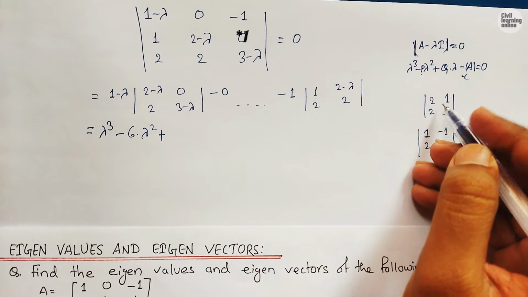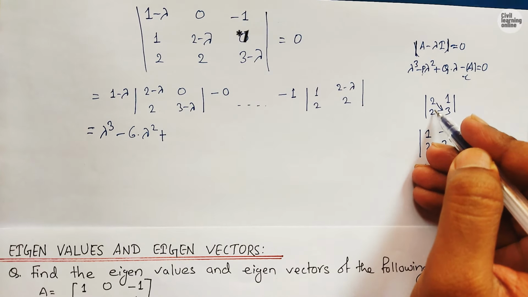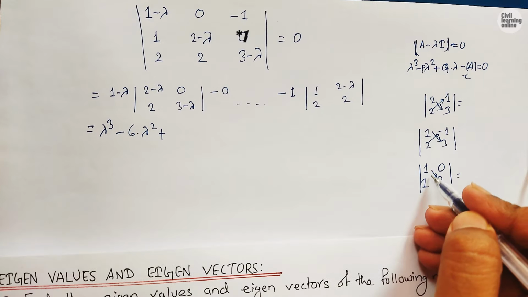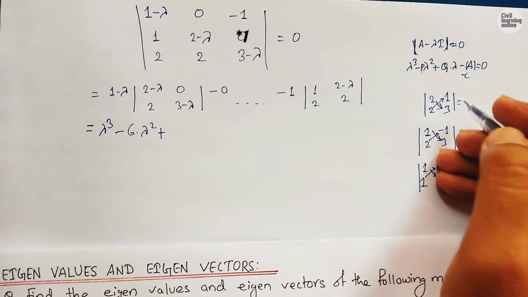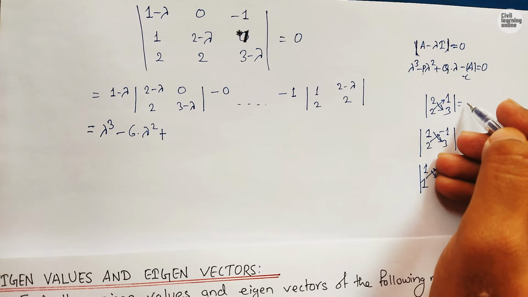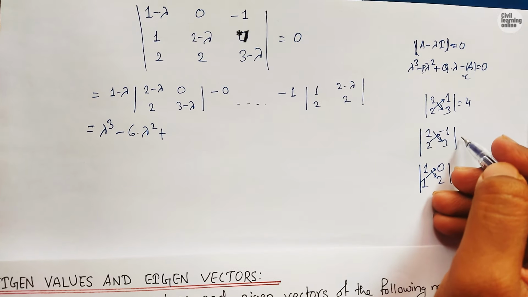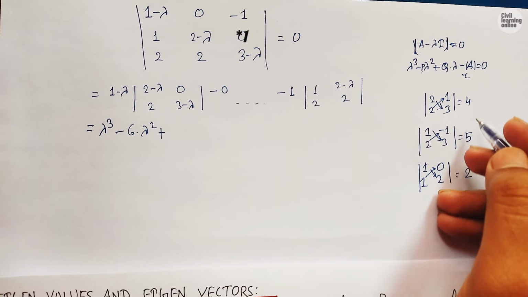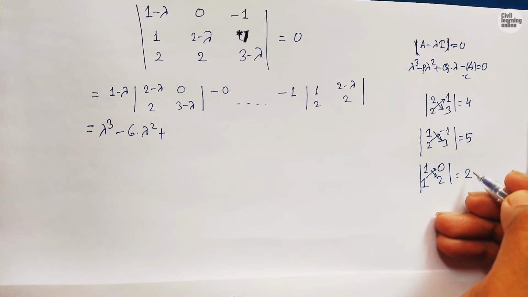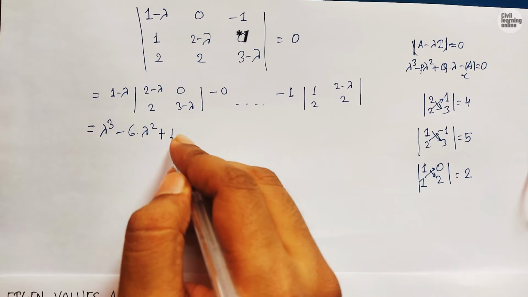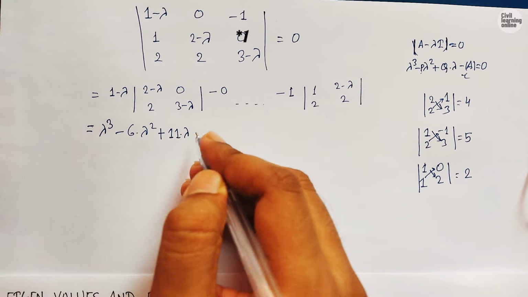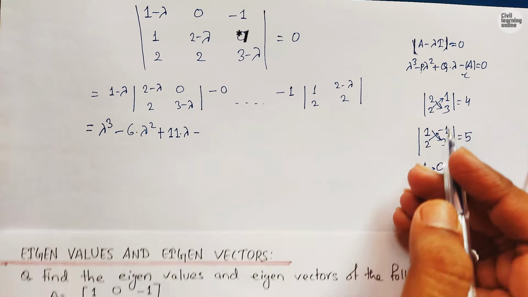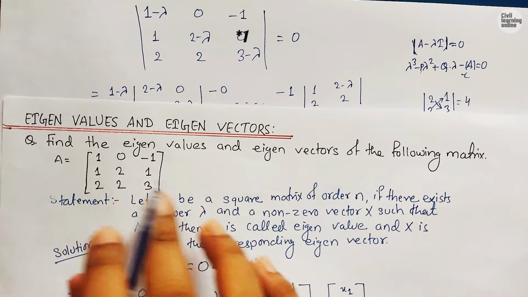What we need to do is multiply downward with a positive sign and upward with a negative sign. On doing so, we will get 4 here, similarly 5 here, and 2 here. On adding these, we get 5 plus 4 is 9, plus 2 is 11. So we will get 11 times lambda minus the determinant of the given matrix. So how can we find the determinant? See here.